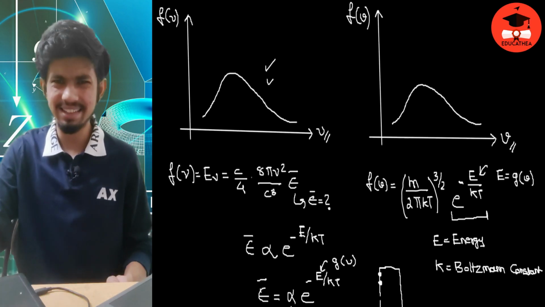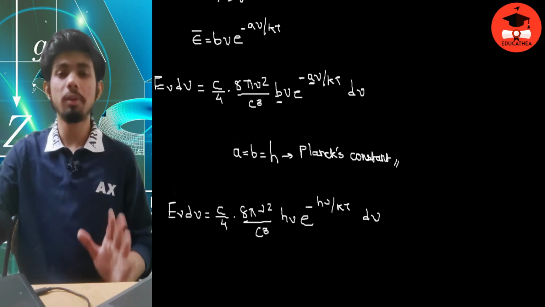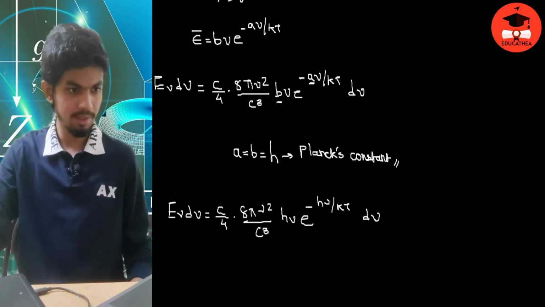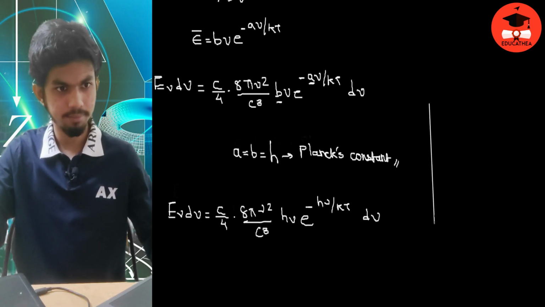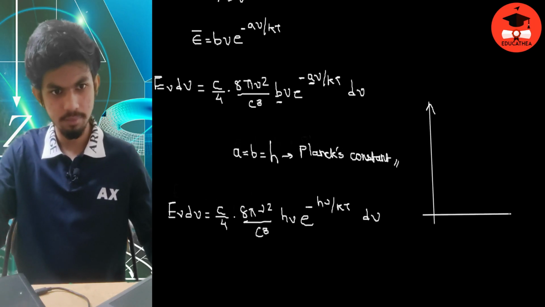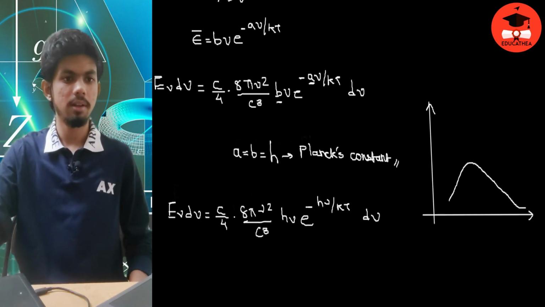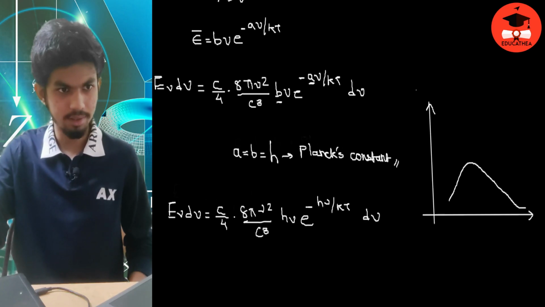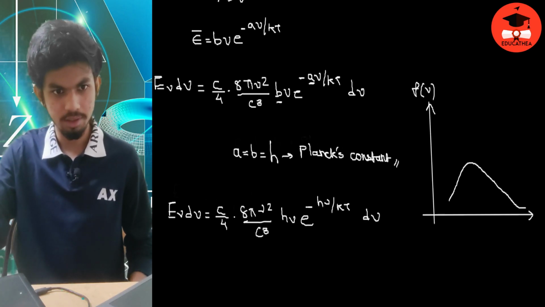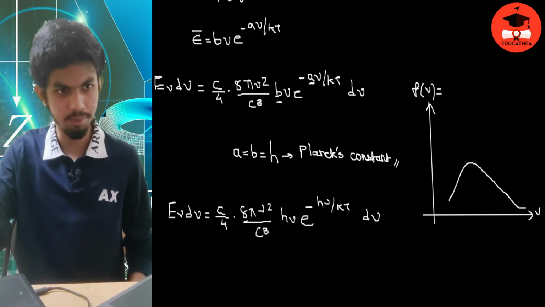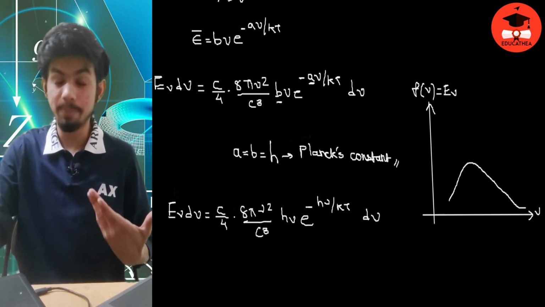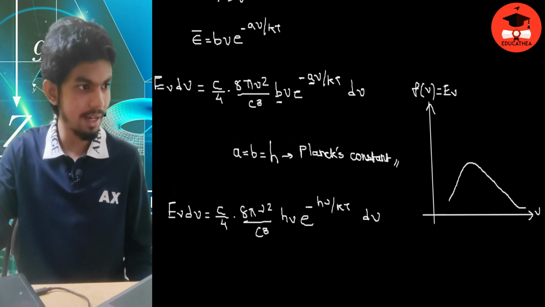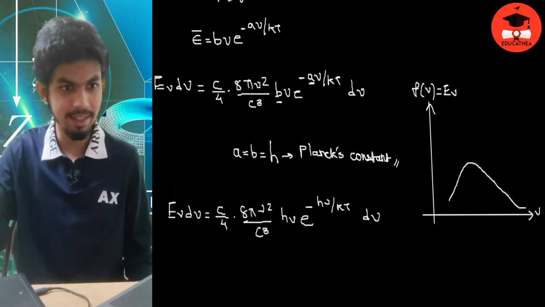But then again, it has some problem in it. Let's look at the problem now. If you plot the graph for this distribution, it looks something like this. But then again, this is f(nu) and this is nu. f(nu) is nothing but E(nu), right? But if you plot the experimental values, then you get a curve like this.